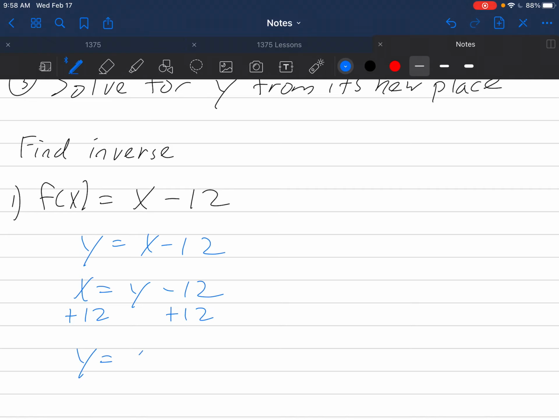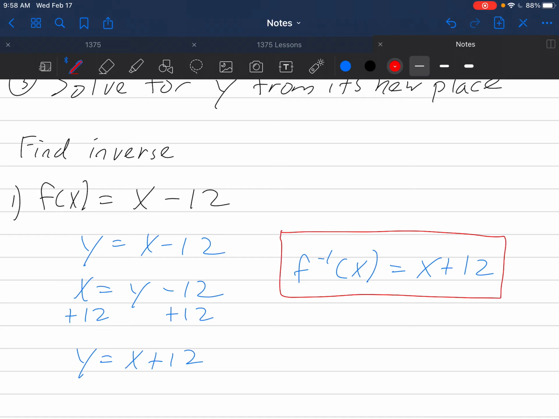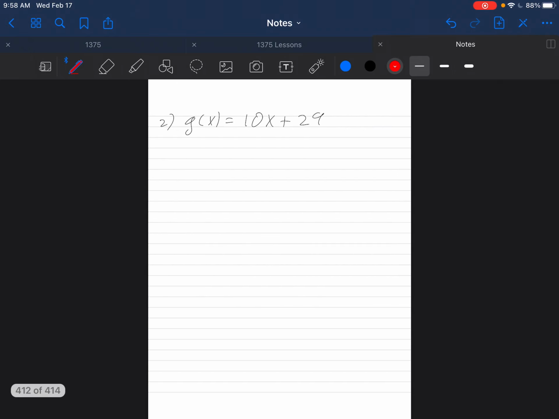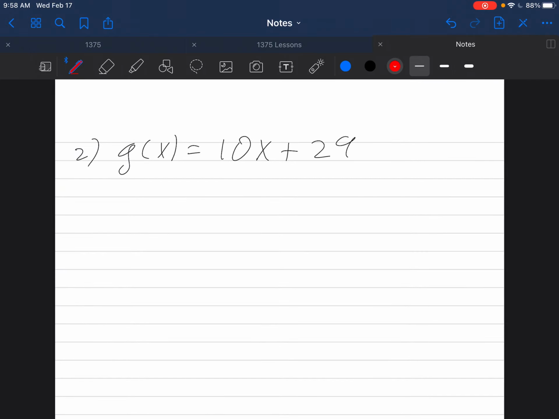So y is equal to x plus 12, and this is the inverse of our original function. Right, our original function was x minus 12, and our inverse is equal to x plus 12. And that's it. That's all there is to finding the inverse. But, of course, it can get more complicated as your function gets more complicated.